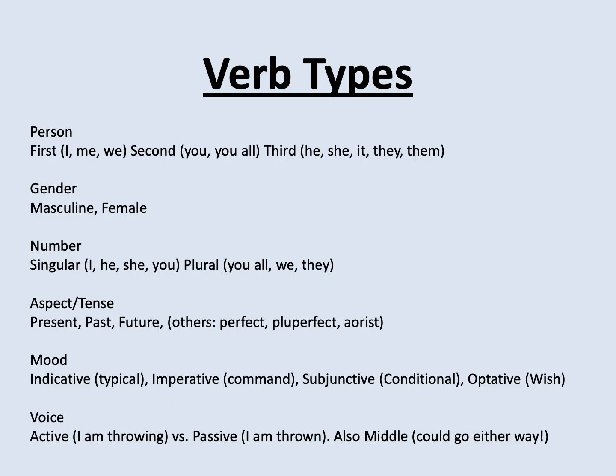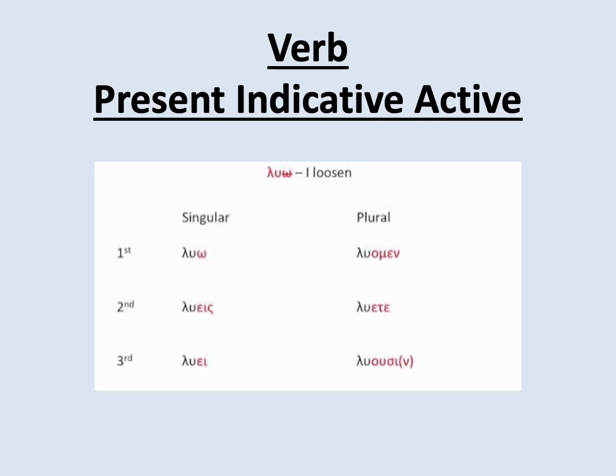You just need to know that as I talk about these different categories, this is what I'm referencing. When I talk about person, gender, number, aspect or tense, mood, and voice, I'm referring to these particular categories. And we'll define this again and again as we move forward through the different types of verbs.